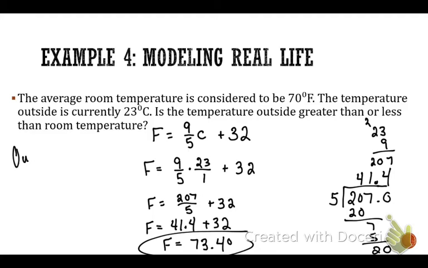Outside is greater, because outside it's 73.4 degrees and inside room temperature is 70. If you understand that, that's everything you need to know for today's lesson.